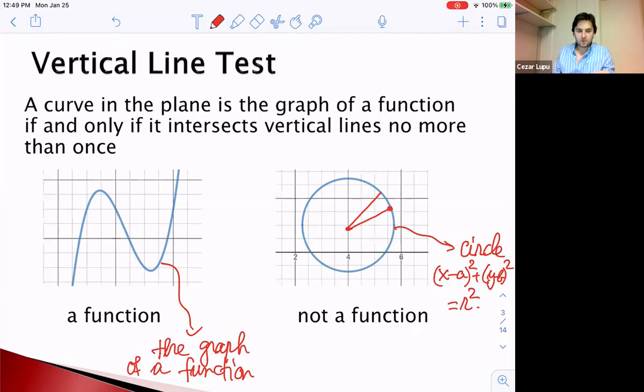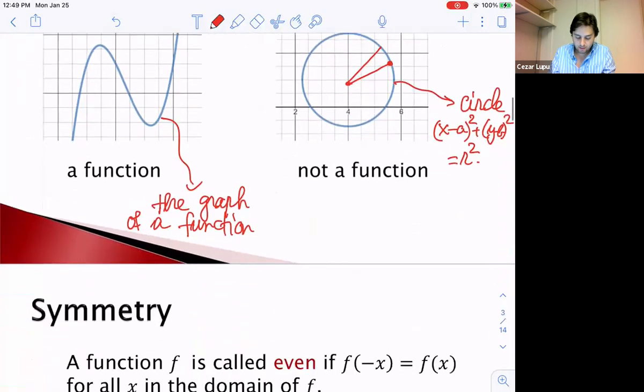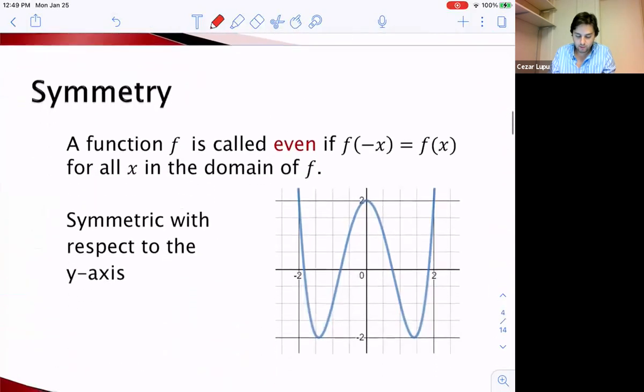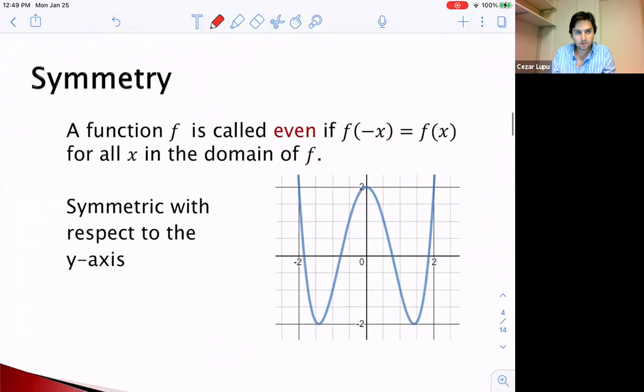All right, so this is how you see if you're dealing with the graph of a function or not. Now, let me tell you more about the properties of functions. And this will be important, especially when at some point we would like to draw the graph of a function, we will need these kinds of properties.